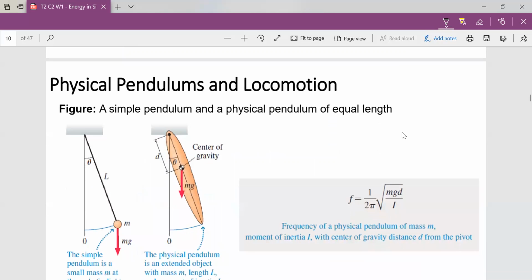So let's look at the physical pendulum and locomotion. In our last class, we mentioned that we'll be looking at this, but we are not going to dwell on it. We just want to give an expression, because we will have some problems to solve using it. We know that simple harmonic motion always takes a particular kind of rhythm in its motion.